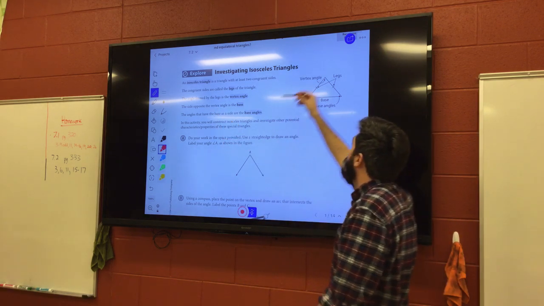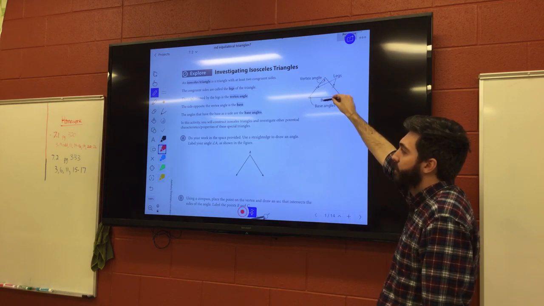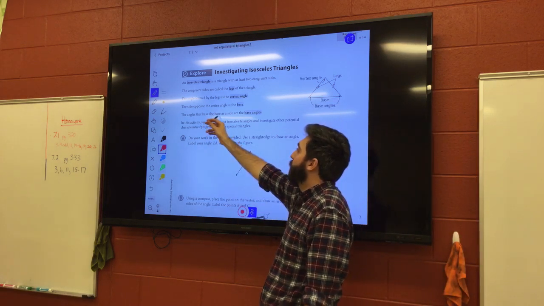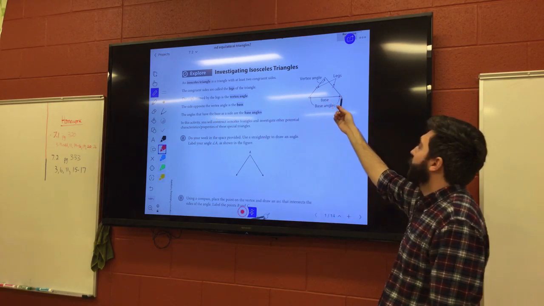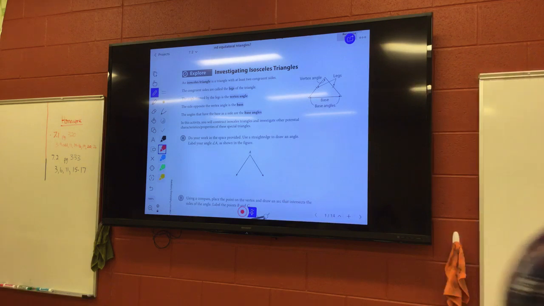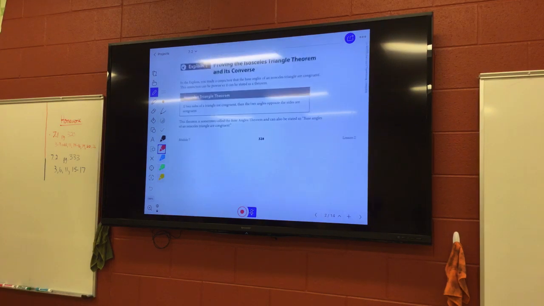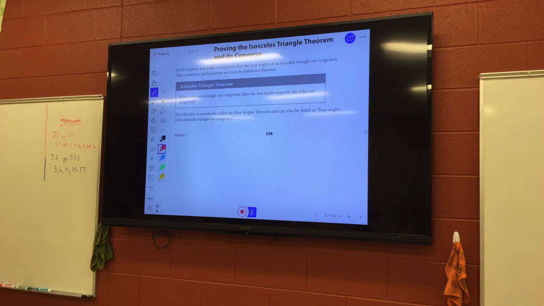So the side that's opposite that angle, so if I'm looking at the vertex angle here, the side across from that would be down here. We call that the base. Then the angles that have the base as a side, so these two angles right here, those are called base angles. So those are just all the parts of the isosceles triangle. Okay. So with all that, we get the isosceles triangle theorem. So this tells us if the two sides of an isosceles triangle are congruent, then the two angles opposite those sides are congruent.